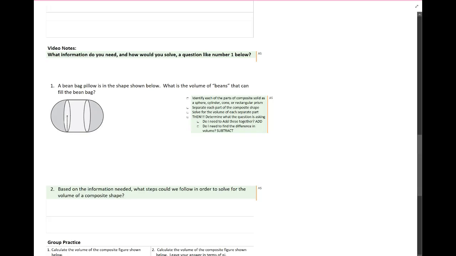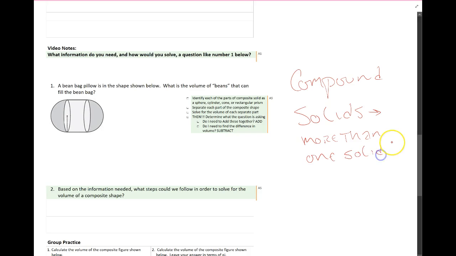What we're going to be talking about today is finding the volume of compound shapes. Now, please remember, compound shapes, or in this case, compound solids, are any solids that are formed from more than one solid. So they're things like number one over here, which we are about to go through.